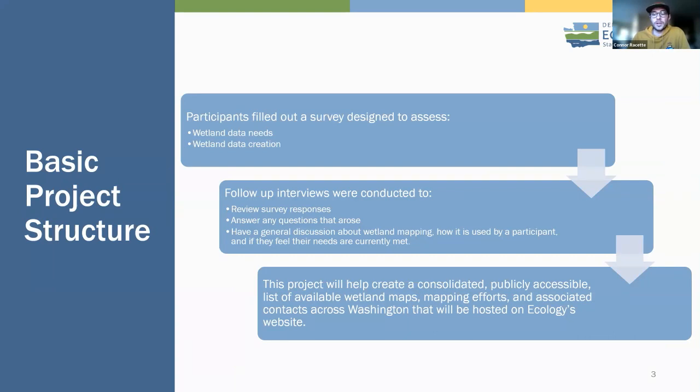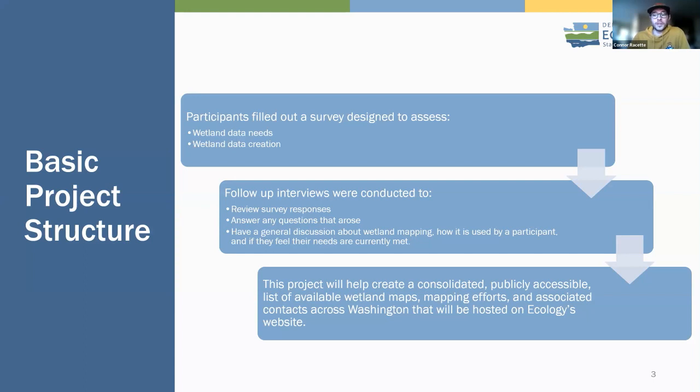Once surveys were completed and returned, a follow-up interview was scheduled to create space to review survey responses together and clarify any questions participants had for me, and vice versa. This also allowed for general discussion on wetland mapping, how wetland mapping is used by a participant, and if they feel their needs are being met or not.